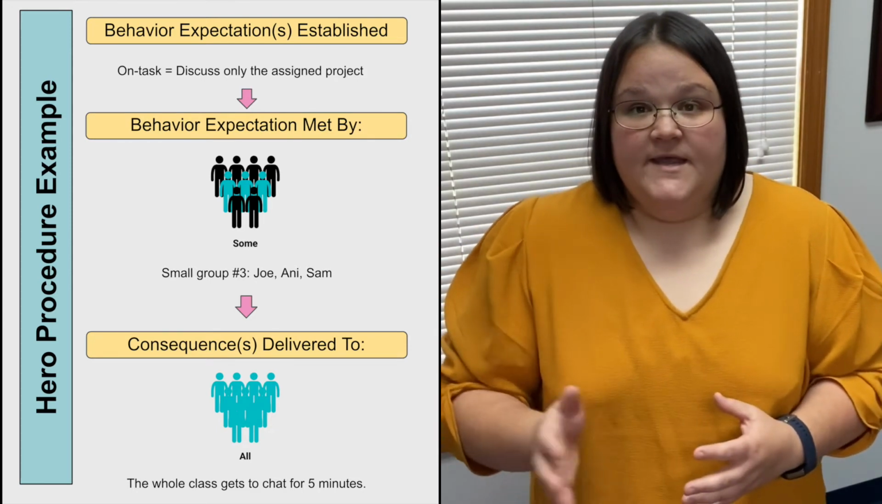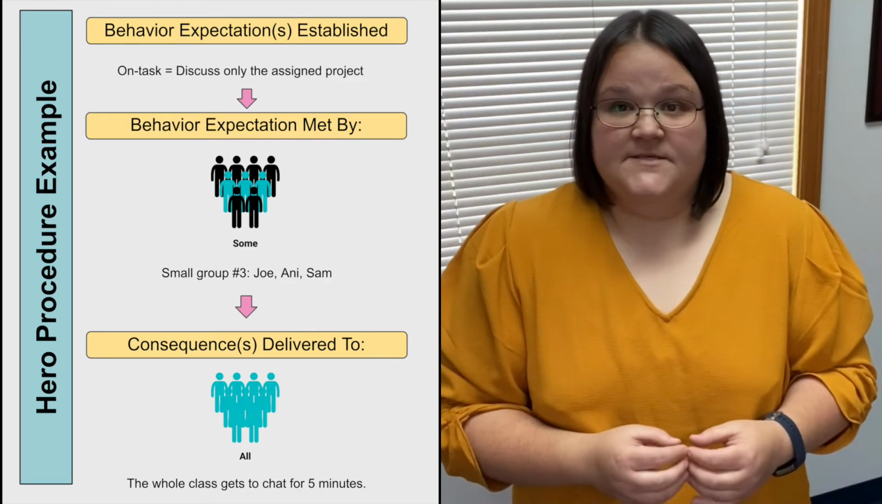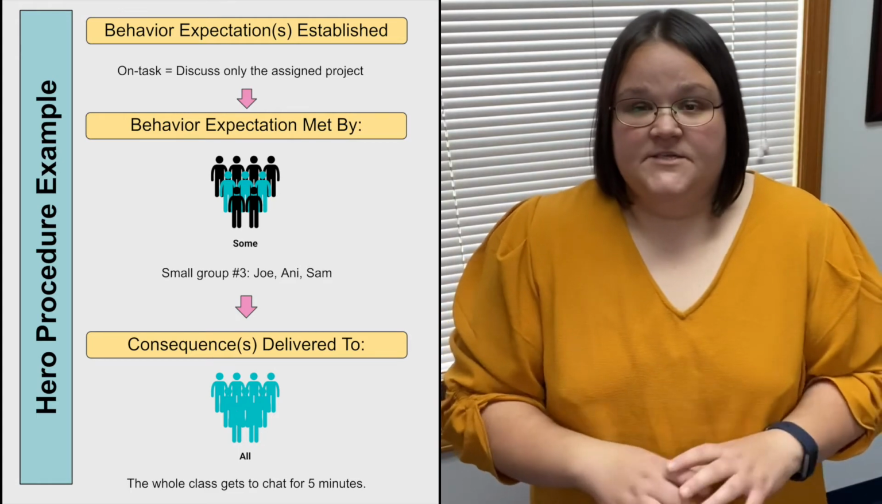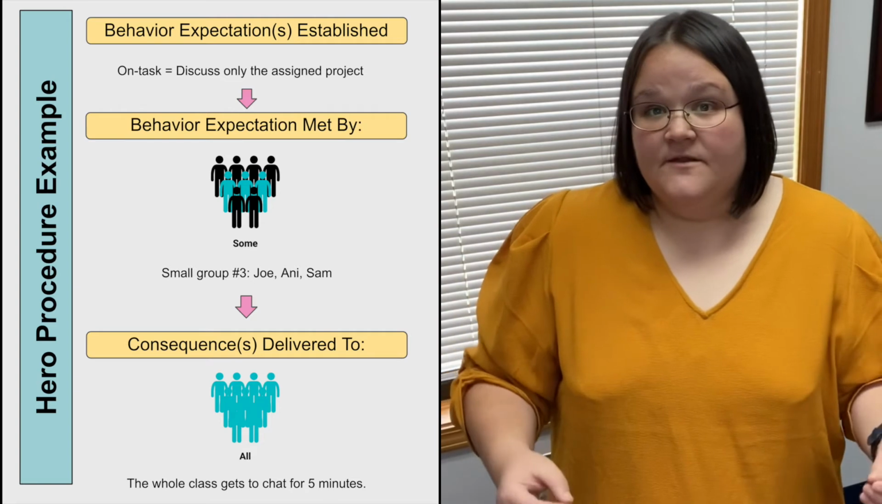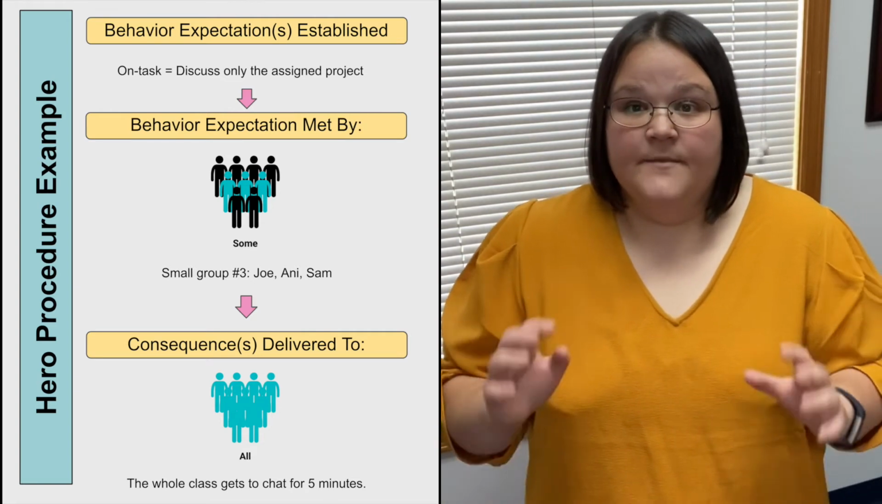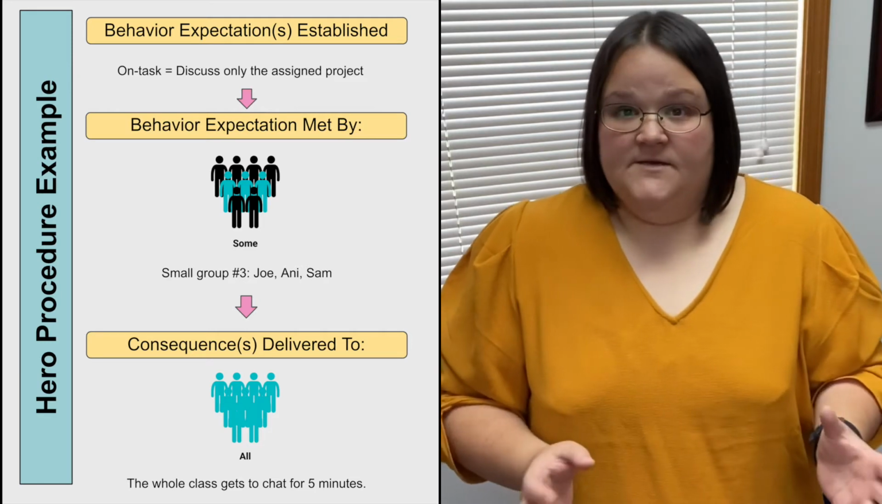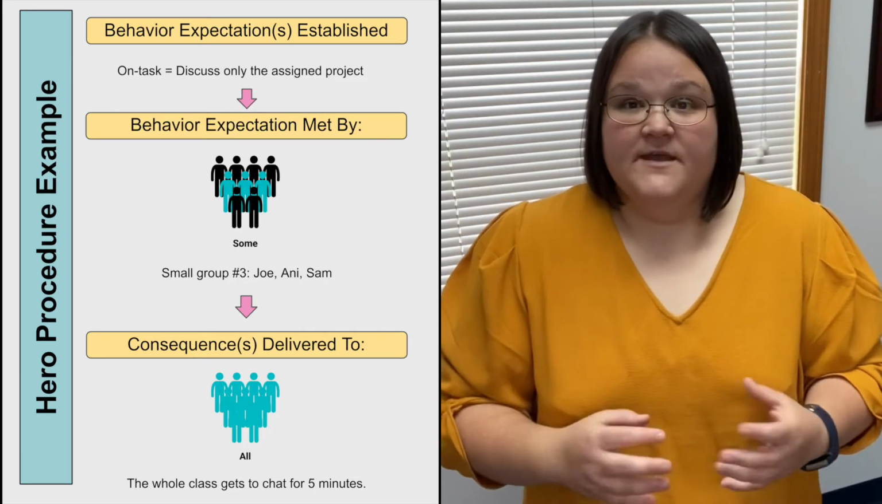If Joe, Annie, and Sam meet the behavior expectation of discussing relevant topics, then the entire class will receive the reward of 5 minutes to chat with peers about topics of their choice. If anyone within Group 3, Annie, Joe, or Sam, does not meet that behavior expectation, then no one in the class will receive the planned reward. This is an example of use of the hero procedure.